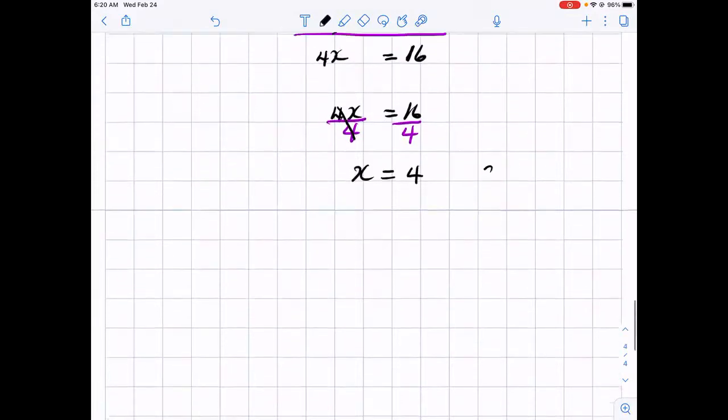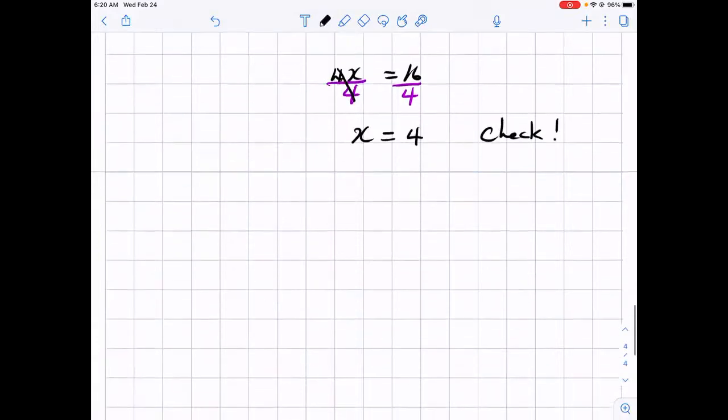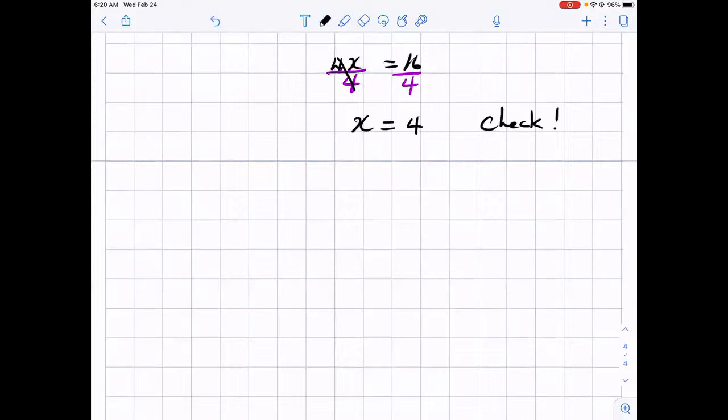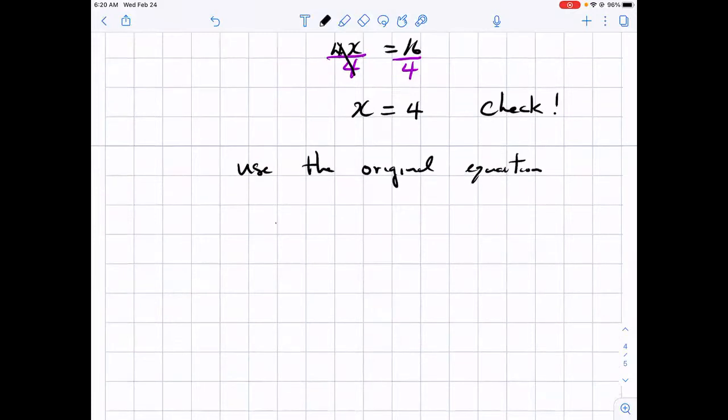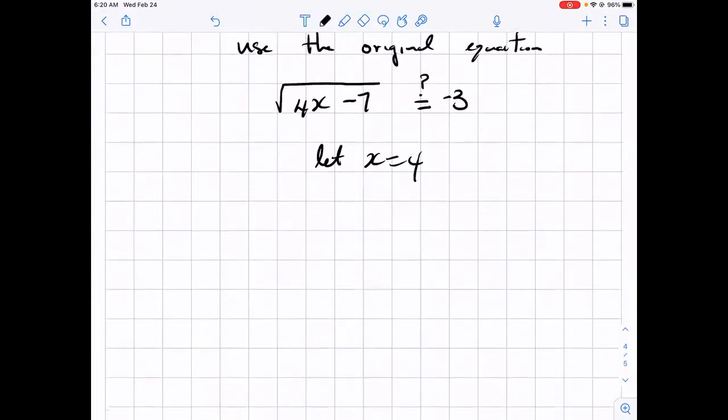Now don't forget, you have to check, okay? And when we check, we go back to the original equation. So use the original equation, which is the root of 4x minus 7. And we want to know, is that equal to -3, right? So let x equals 4. Okay. So let's not put the question mark here.